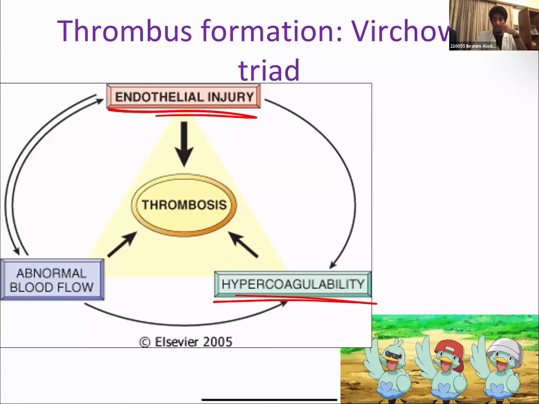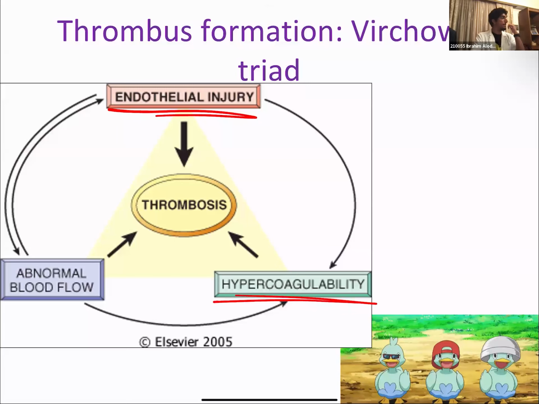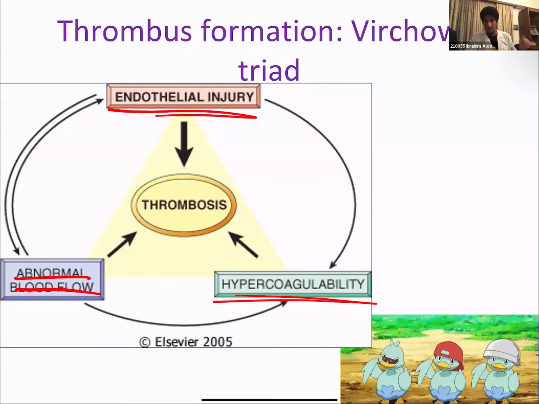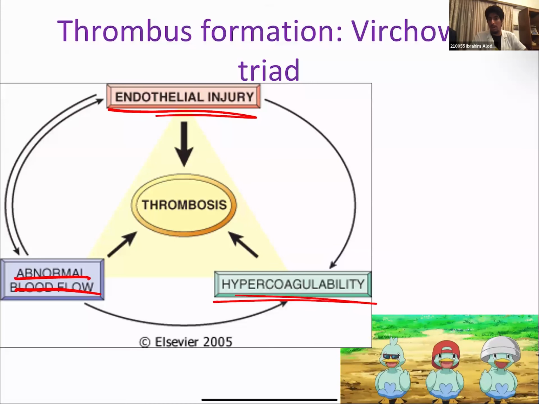Okay, yes. All right. The other thing in Virchow's triad is abnormal blood flow. And we're going to talk about how blood flow is normally and how blood flow is abnormally. And so if you have basically 2 out of 3 of these, then it's most likely that you're going to form a thrombus.